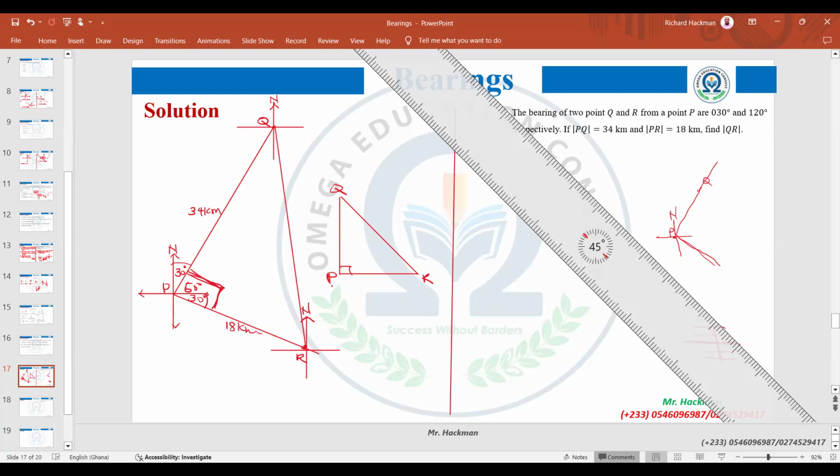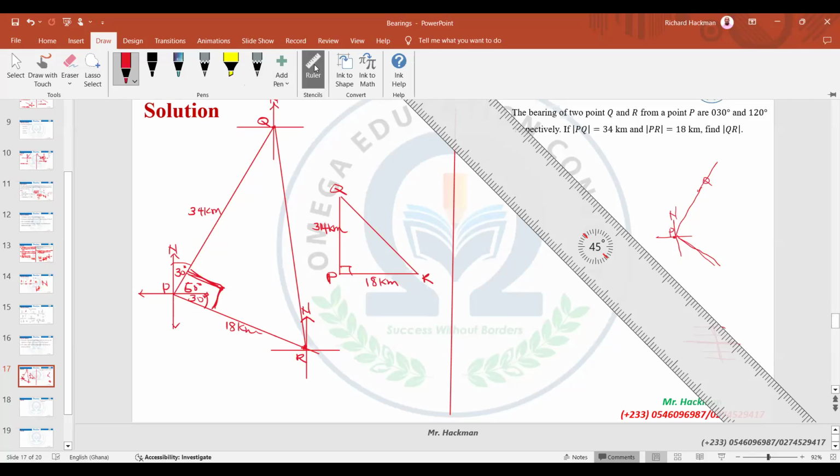So now after doing this, go and indicate all your known sizes. I know PQ, and that is 34 km. I know PR, and that is 18 km. Is that clear? Okay, so now we were asked to find the distance QR. So we are finding this distance. Let's go and quickly find that distance.